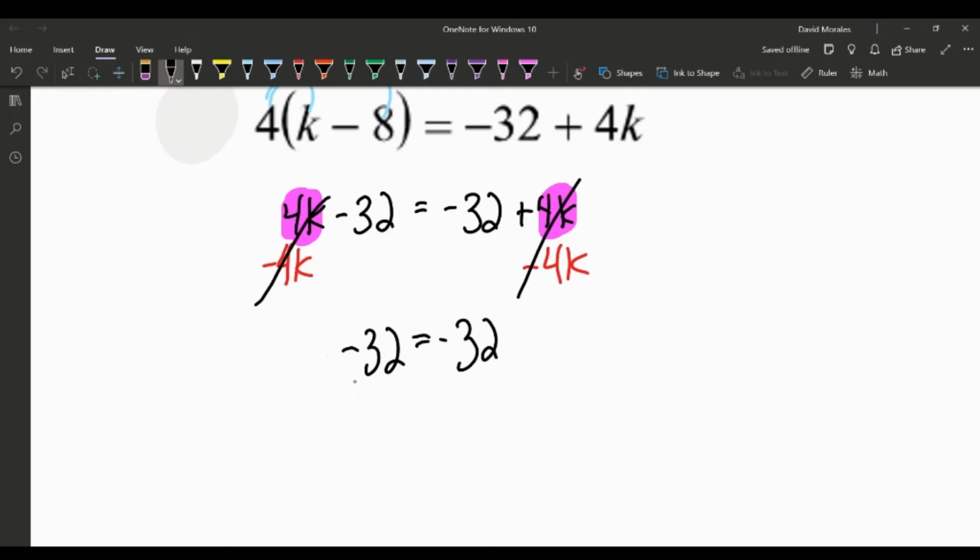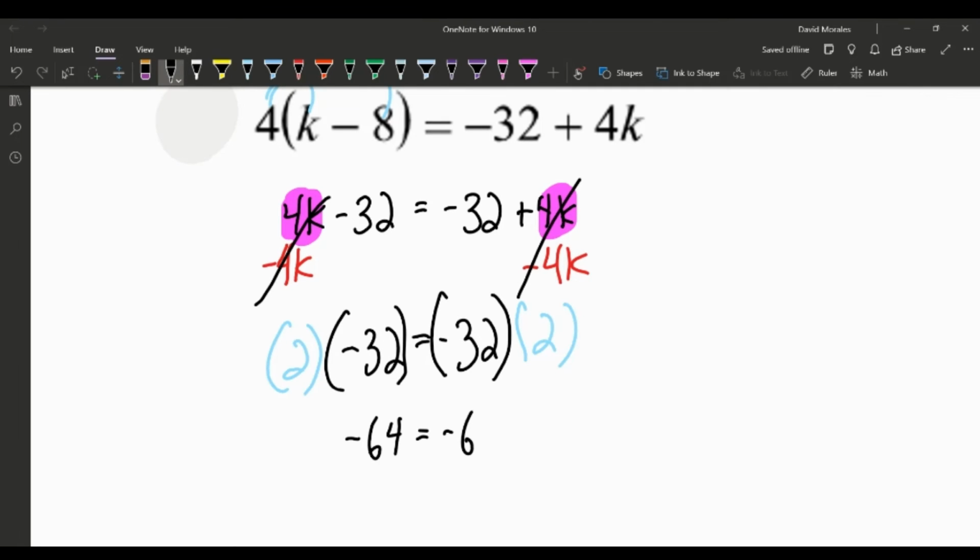If I multiply 2 to both sides, then it would be negative 64 equals negative 32 times 2, negative 64. If I add or subtract anything on both sides, it doesn't matter what I do, it is always true. So therefore, this is infinite solutions.